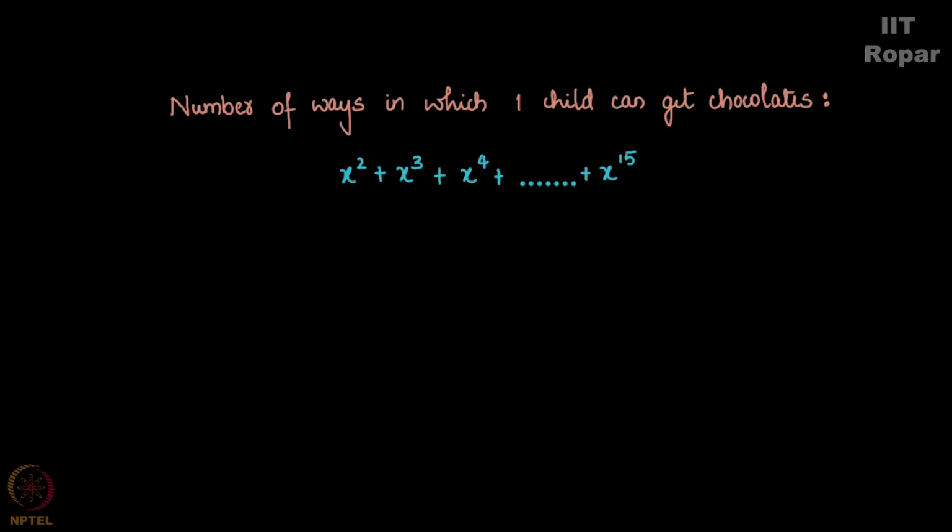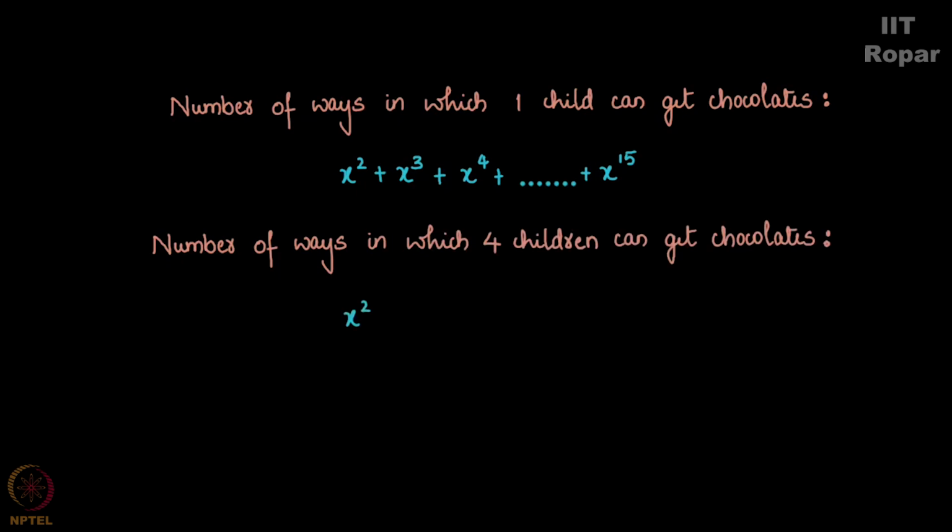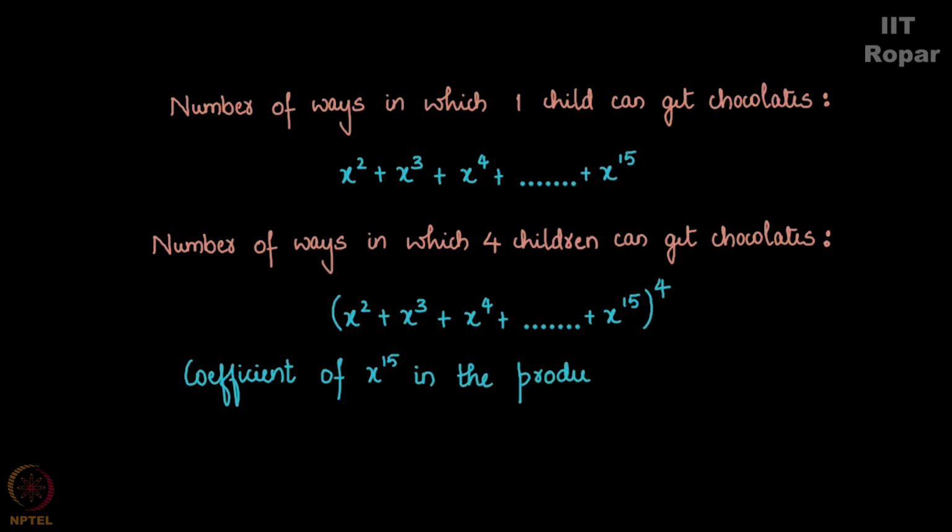Now, this is for one child. For 4 children, it will be x square plus x cube plus x to the 4 up to x to the 15, the whole power 4. Because it is the same for all the 4 children. The coefficient of x to the 15 in the product of x square plus x cube plus x to the 4 so on up to x to the 15 whole power 4 will give us the answer for the question that in how many ways can 15 identical chocolates be distributed among 4 children with the constraint.